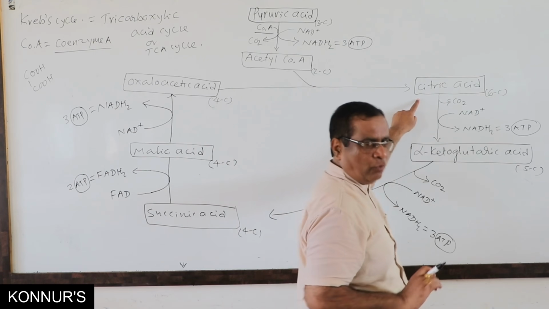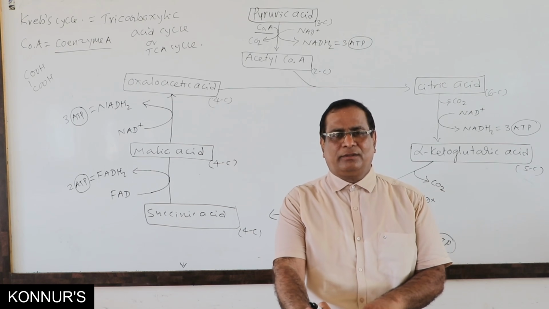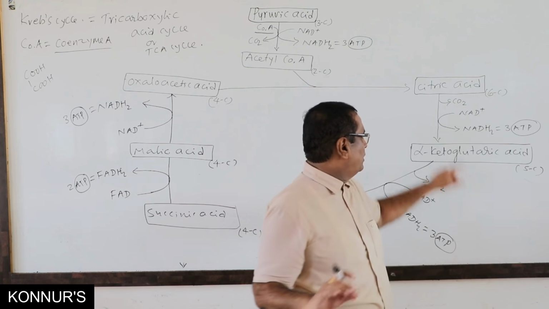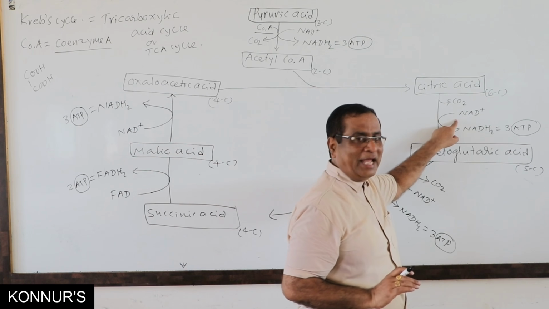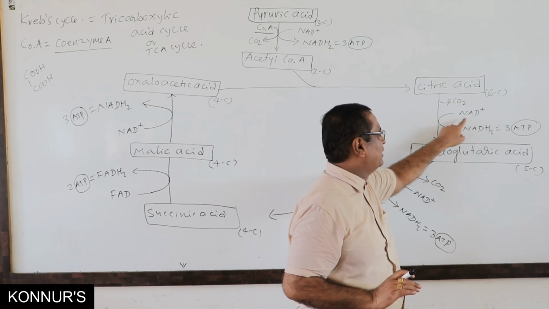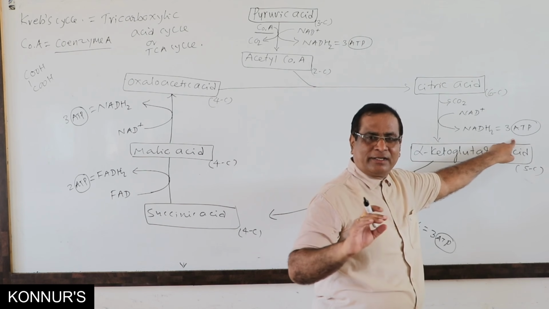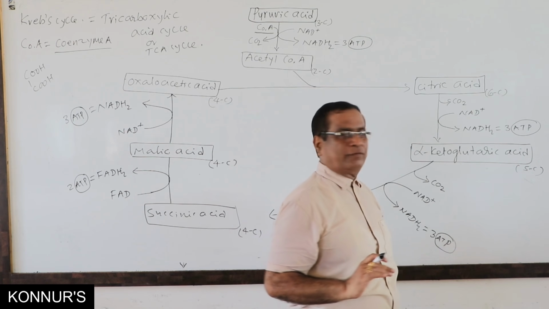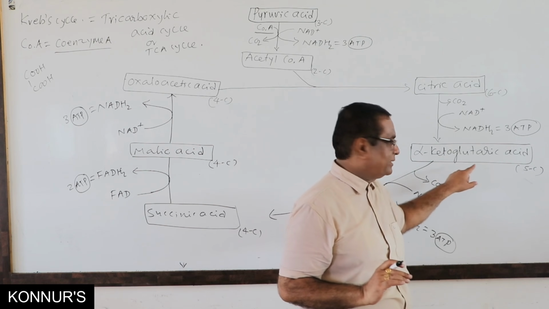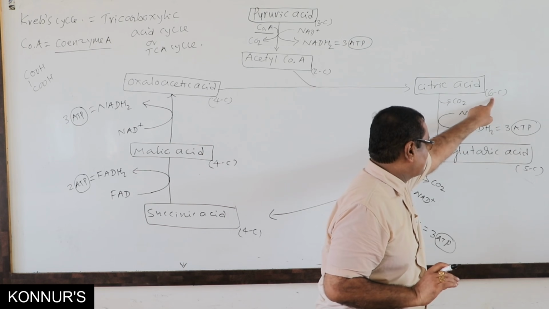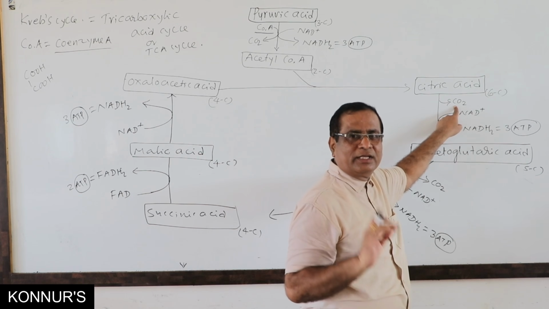Once this citric acid is formed, it undergoes both decarboxylation and dehydrogenation. Decarboxylation in the sense of removal of CO2, and dehydrogenation. The hydrogen released from this is used by NAD plus, becoming NADH2. 3 ATPs of energy is generated here also, leading to the formation of alpha ketoglutaric acid. It is having 5 carbons. It was having 6, now it is having 5 carbons because 1 carbon is lost in the form of CO2.